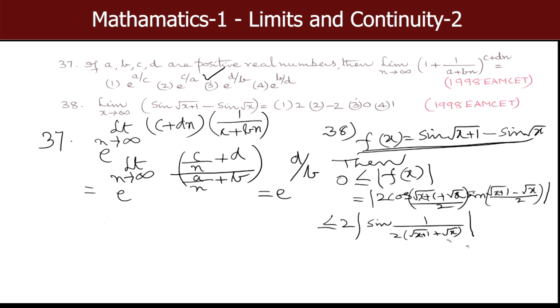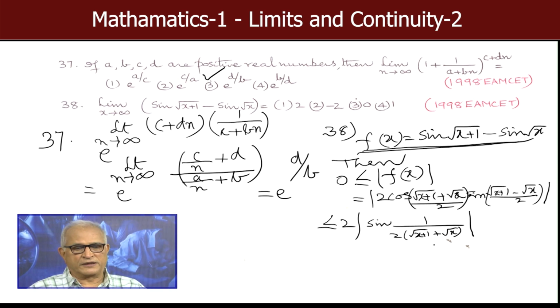And therefore, this is 2 mod sin of 1 by 2 into (root (x plus 1) plus root x). As x tends to plus infinity, root (x plus 1) plus root x and 2 times (root (x plus 1) plus root x) both tend to plus infinity. So, the whole denominator tends to plus infinity, so 1 by this tends to 0. Because sin is a continuous function on the real line, sin of this tends to sin 0, which is 0.